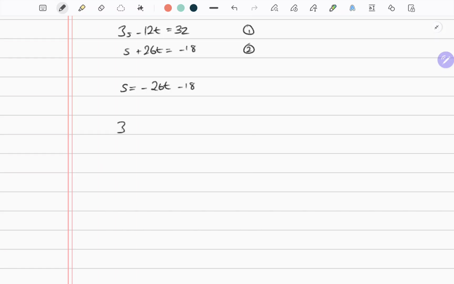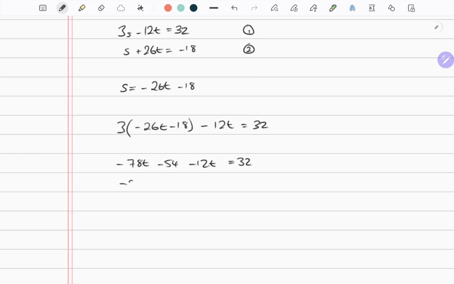It will be 3, and then we know that value for s now. So that would be minus 26t minus 18. And then we still have that minus 12t, and we have that all equal to 32. So let's solve that now. We would have minus 78t minus 54 minus 12t equals 32.